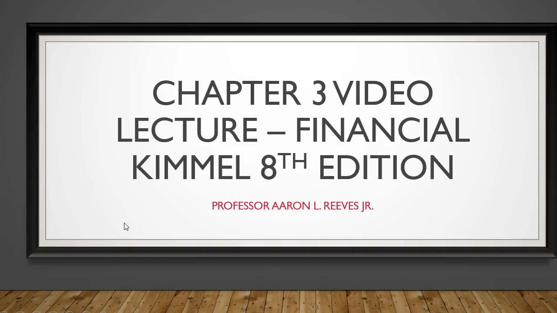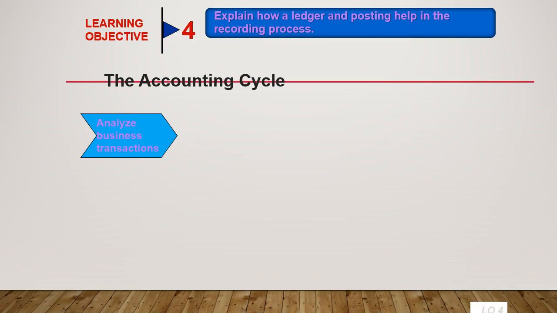Okay, we're ready for our third and final video for chapter 3. Before I talk about the general ledger and what's called the posting process, I want to first talk about what's known as the accounting cycle. Perhaps you're saying, what is the accounting cycle? This is a series of steps that takes place throughout the accounting period where we take our everyday business transactions and turn them into what's known as useful accounting information.